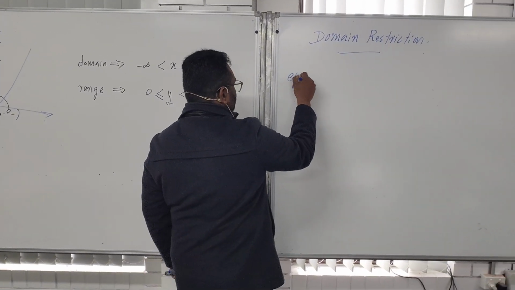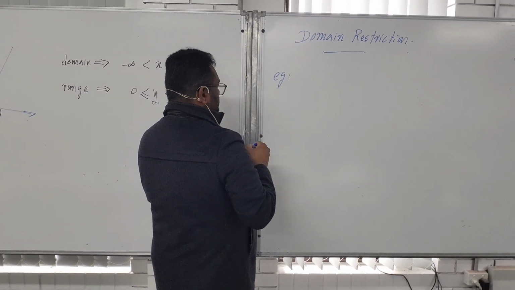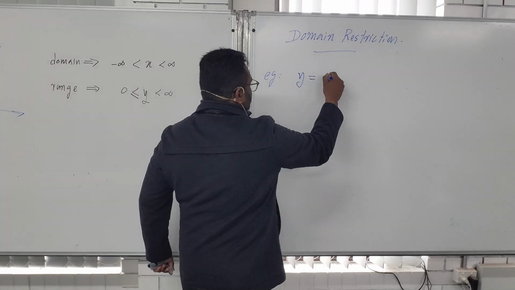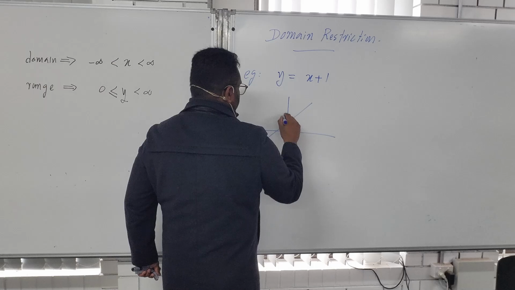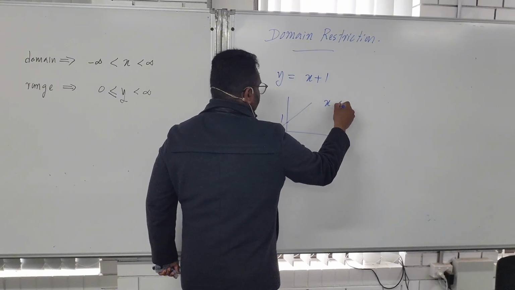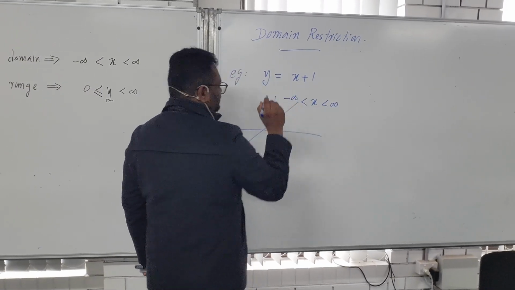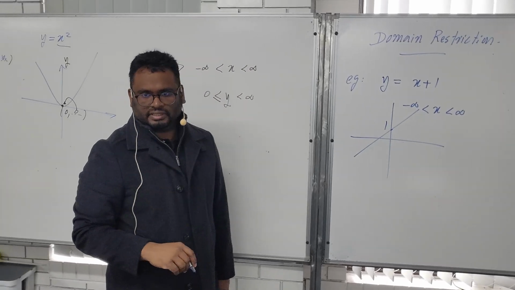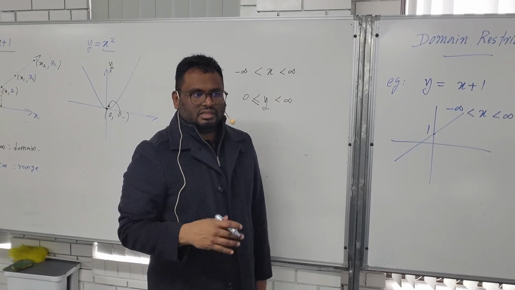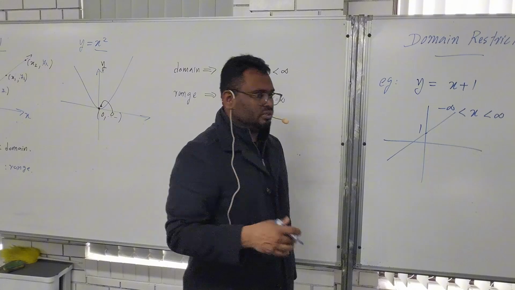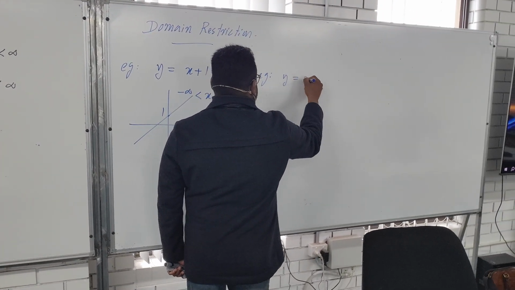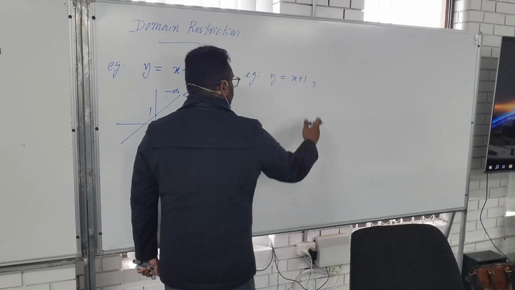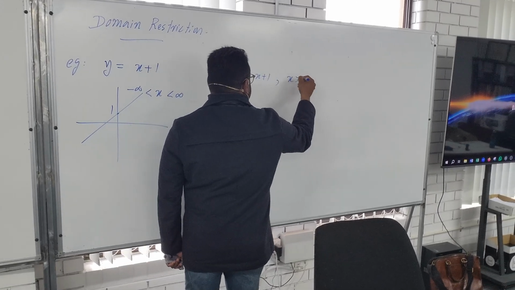Example. y is equal to x plus 1. It is this, and the domain is this. Right? Now we are going to restrict the domain. This is how we restrict the domain. We are going to say y is equal to x plus 1, comma, x is greater than or equal to 0.